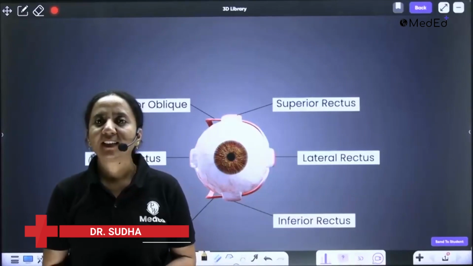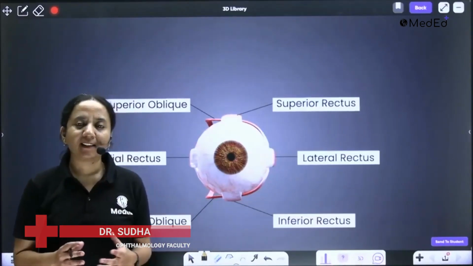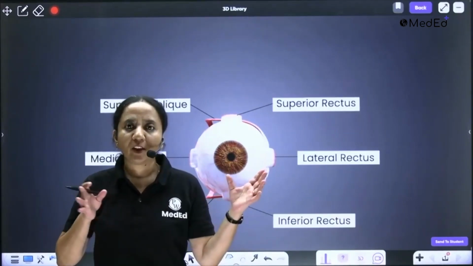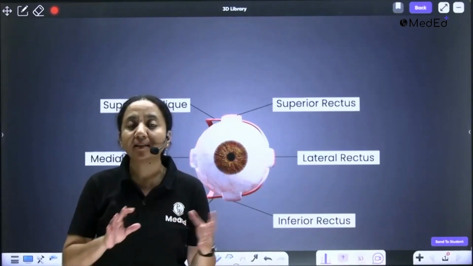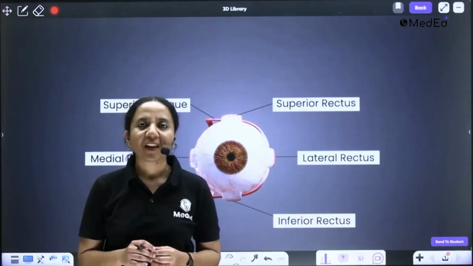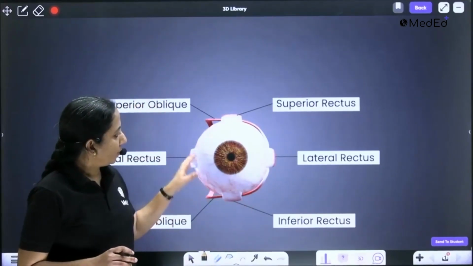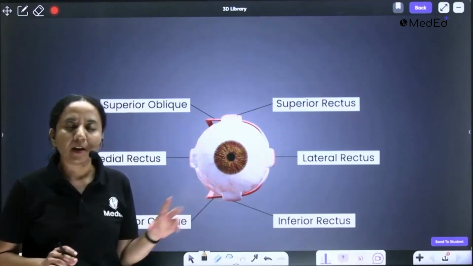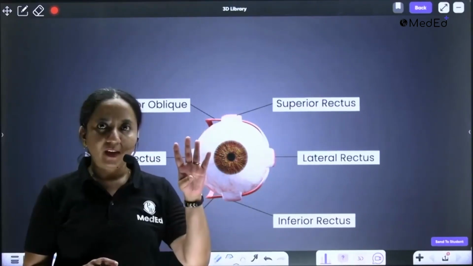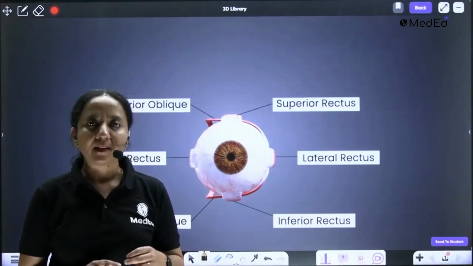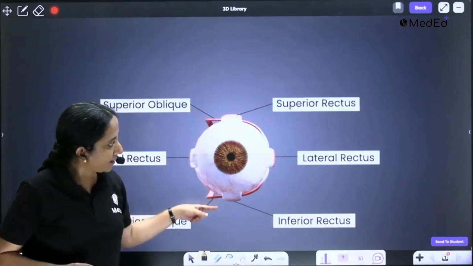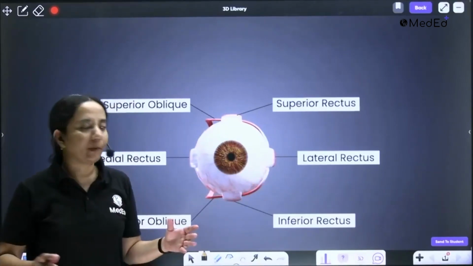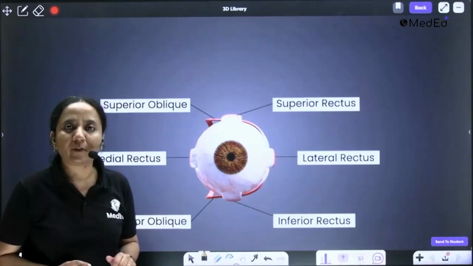Hi everyone. Today let us learn the muscles of the eye with the help of this 3D model, which is going to help us to visualize the position of the muscles. So I have a model here with me. We all know we have 6 extraocular muscles. What are the 6 extraocular muscles? We have 4 rectus muscles, that is, the superior rectus, the inferior rectus, the medial rectus and the lateral rectus, and we have 2 oblique muscles, that is superior oblique and inferior oblique.